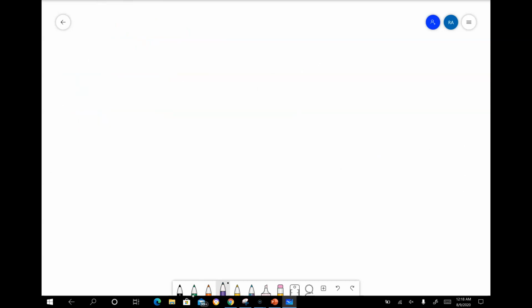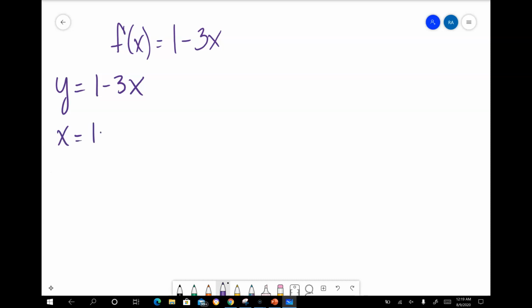All right. So the next one is going to be f of x equals 1 minus 3x. Same steps. Change f of x to y equals, so it's y equals 1 minus 3x. After you change it to the y equals format, we're going to switch x and y. So now we have x equals 1 minus 3y.